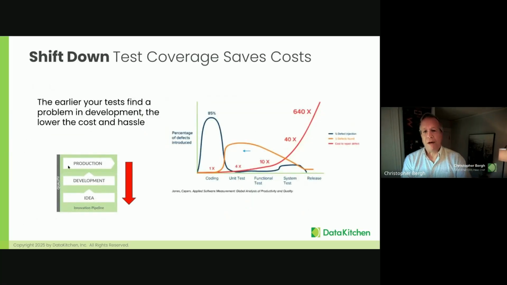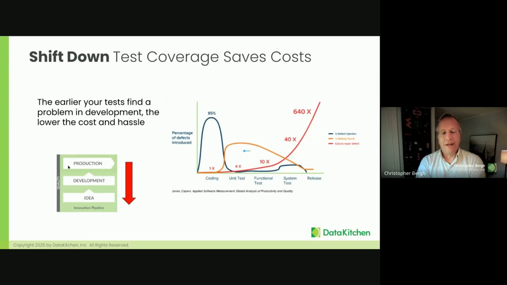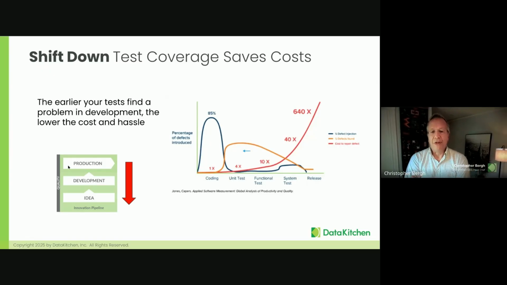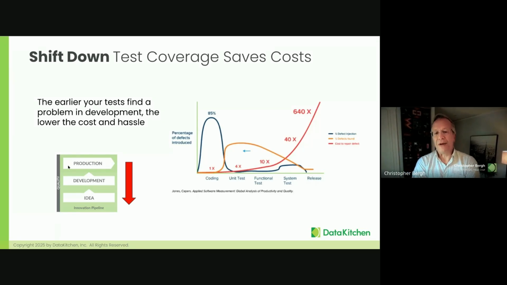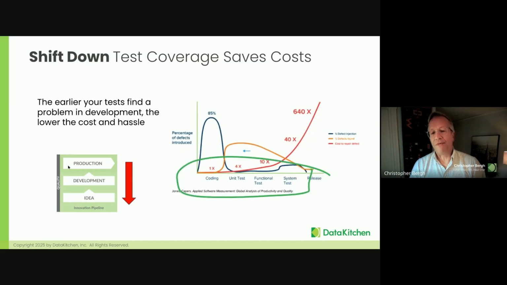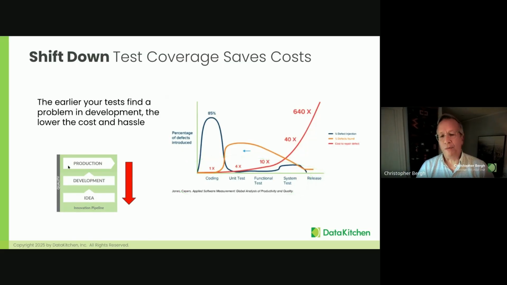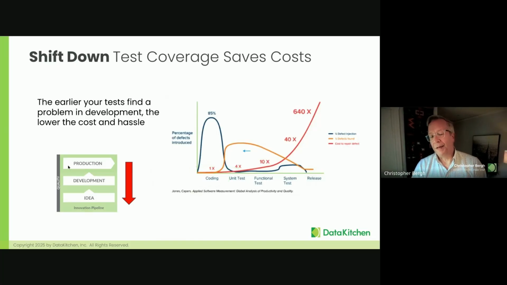So why shift down? Well, this is a chart that, if you come from the software world, makes sense. If you find problems earlier and they don't get into production, you have a multiplicity of cost savings: 10x, 40x, 640x, right? Defects found earlier. And if you notice this graph on the bottom right here, where it says coding, unit test, functional test, system test, release, these are levels of testing. And we'll talk a little bit about these words and how they apply to data and analytics systems. But if you shift down, i.e. you find them more towards the coding and unit test level, it's so much cheaper than breaking production and having to rebuild it or do something else.